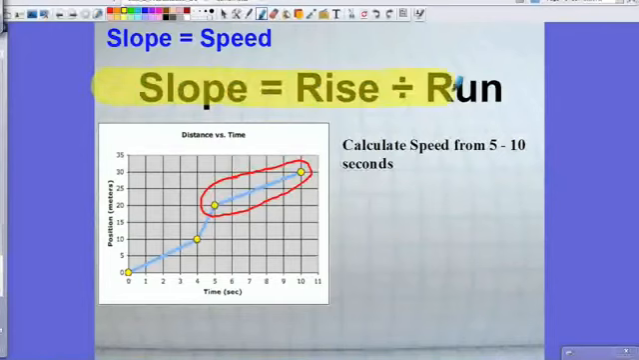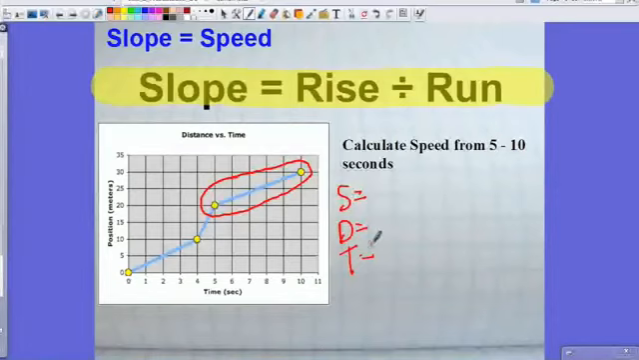When I find the slope of a distance versus time graph, I'm actually finding the speed of an object. In your math class, you should have learned that slope equals rise divided by run. If I look back over here, it's the same thing. I'm going to do the same exact work that I've done throughout the entire note so far. I'm still going to go S equals, D equals, T equals. But in order to find the D and the T this time, it's a little bit extra work.